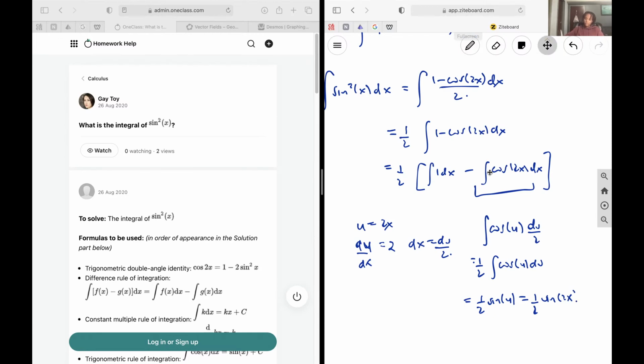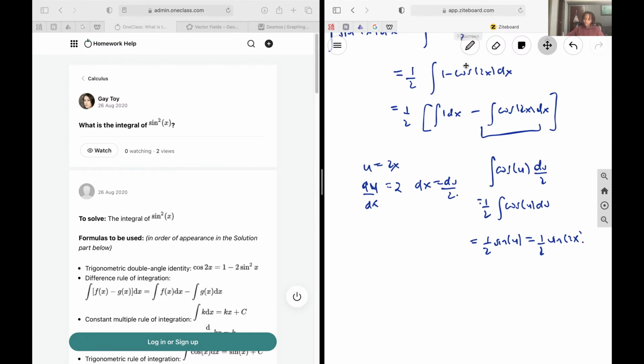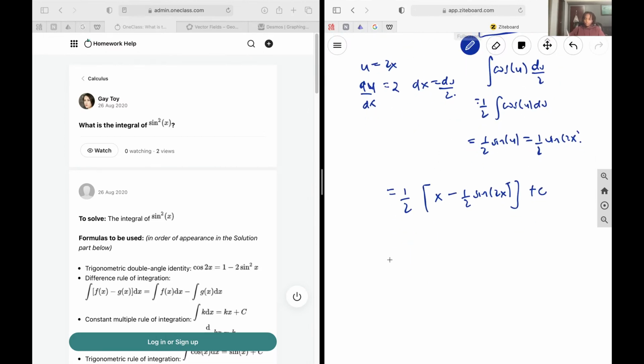When I put that all back in here, I know that the integral of 1 dx is just x. This will become 1 over 2 x minus 1 over 2 sine 2x, and then I'll put the plus c outside of all of that. So this will become x over 2 minus sine 2x over 4 plus c. And that's going to be my final answer for this one.